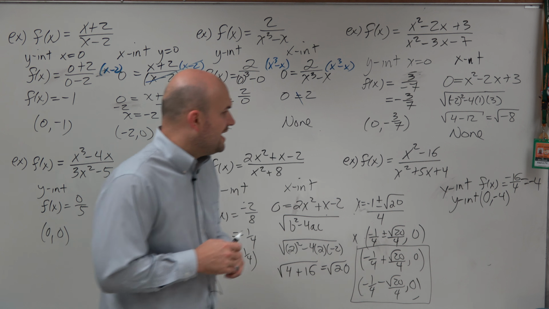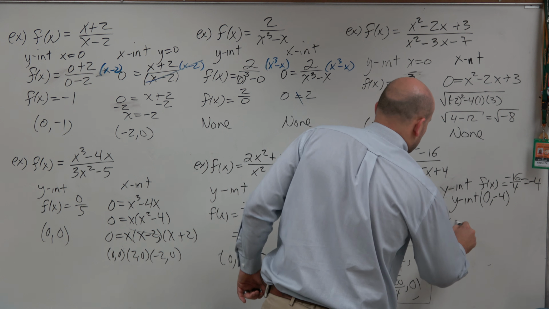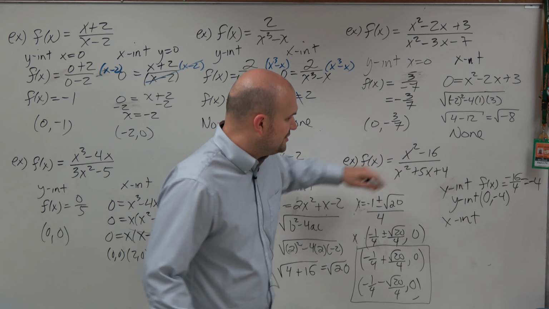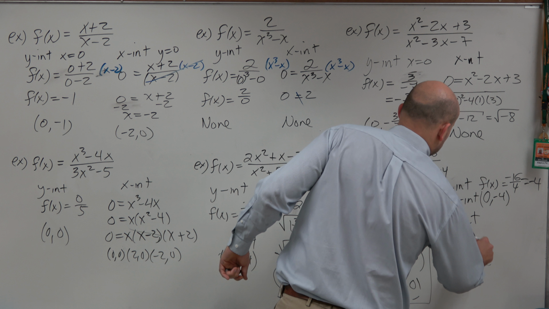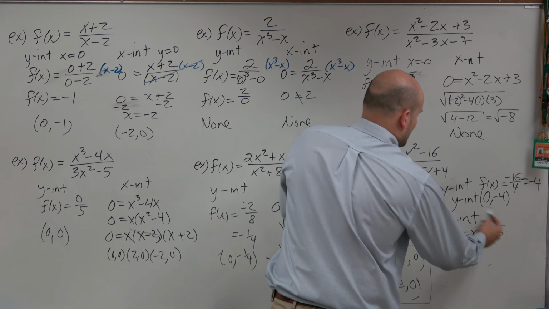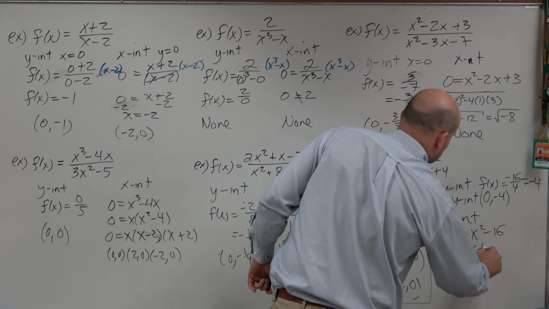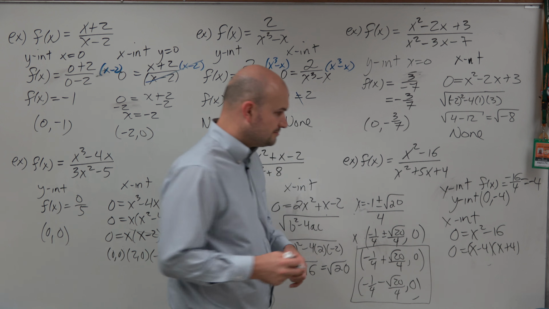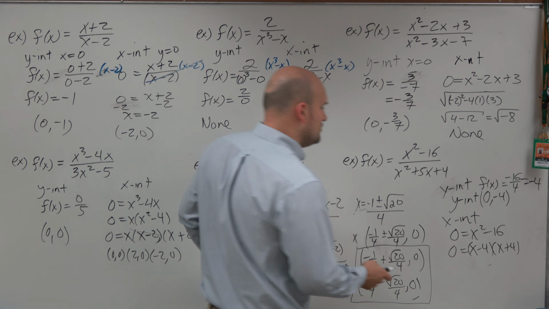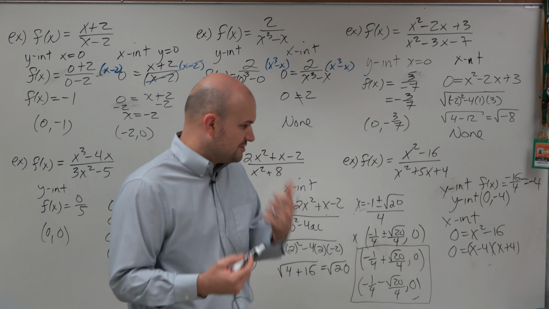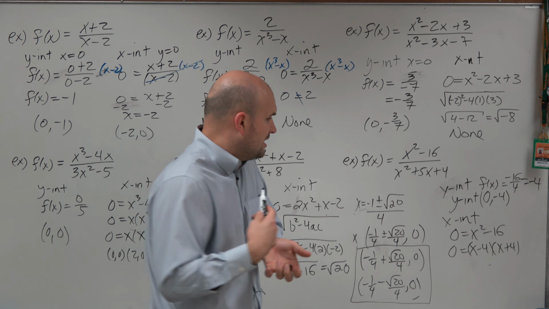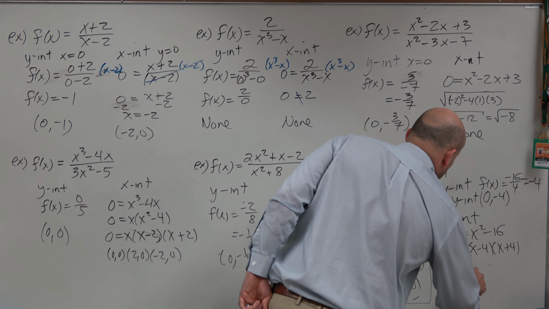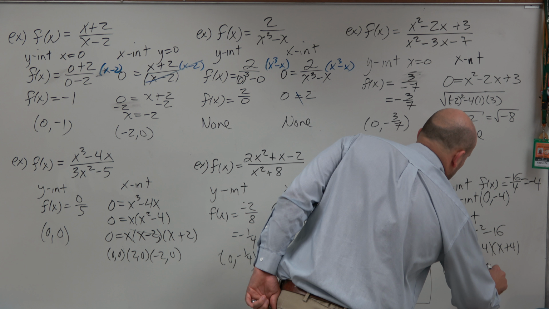All right? And then to find the x-intercepts, basically what we're going to do is set f of x equal to 0 and use your numerator. So we'll say 0 equals x squared minus 16. I see that I could factor that down to x minus 4 times x plus 4. So therefore, I have two intercepts. So my two solutions are plus or minus 4. So my x-intercepts are going to be negative 4, 0, and 4, 0.